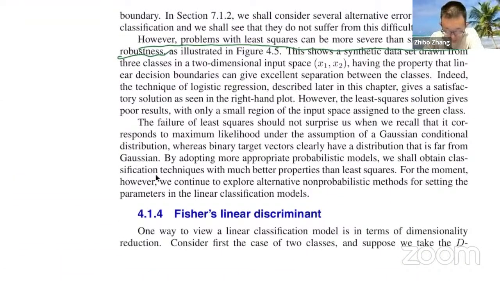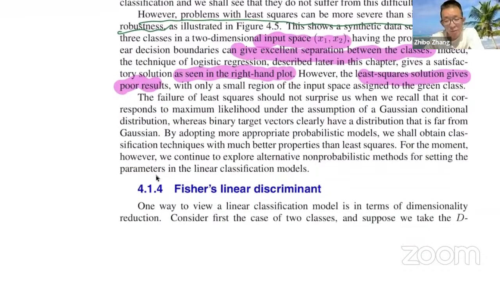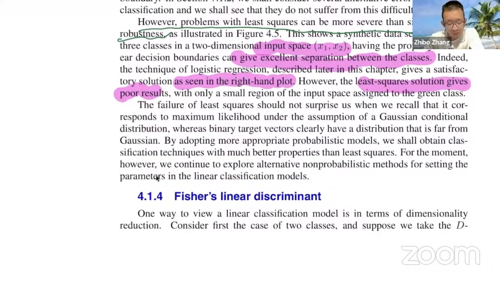So let's continue reading. This shows a synthetic data set drawn from three classes in a two-dimensional input space, having the property that linear decision boundaries can give excellent separation between the classes. Indeed, the technique of logistic regression described later in this chapter gives a satisfactory solution, as seen in the right-hand plot. However, the least squares solution gives poor results, with only a small region of input space assigned to the green class. The majority of the green points are misclassified.